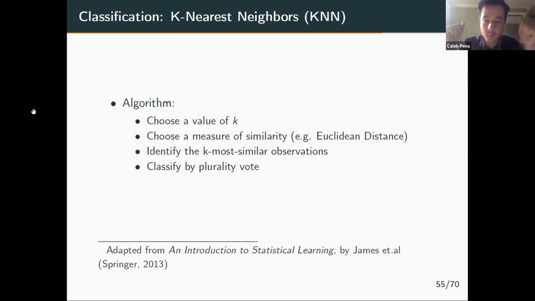So with KNN, the algorithm is pretty simple, but you can see why it would be harder to interpret. What we're doing is we're choosing some value of K, and we're choosing some measure of similarity, something like Euclidean distance that lets us know whether or not two given data points are super closely related, very similar to each other, or very different. Then we take whatever data point we're trying to predict. We find the K most similar observations to that data point, and we classify it based on the plurality vote of the K most similar observations.